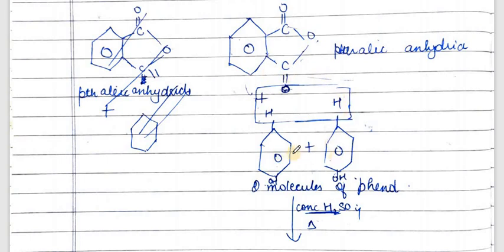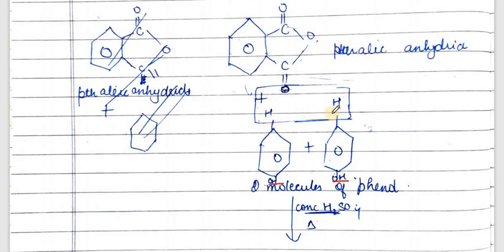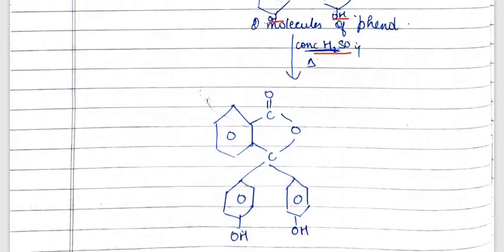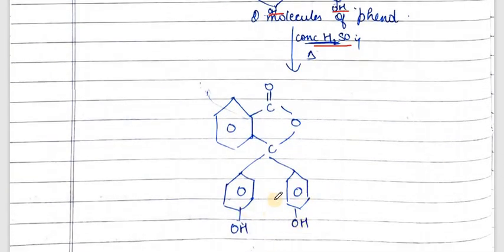When it is treated with 2 molecules of phenol, with the OH group attached here, through the opposite side, these hydrogens and this oxygen of the anhydride are removed as water, and these benzene rings get directly attached to this carbon in the presence of concentrated sulfuric acid. This is an important condition, and to give this, these are the two phenol groups. Through hydrogen, these are attached to the carbon which was having the double bond. So it is phenolphthalein. It's very important.